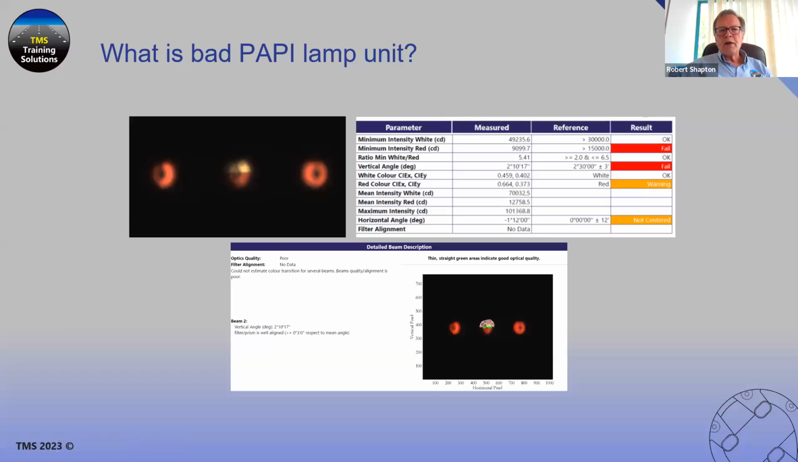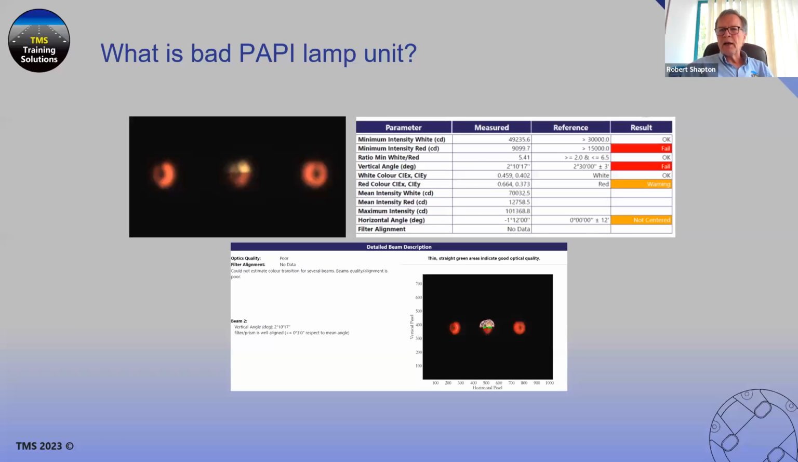This is an example where the PAPI has been set using a clinometer, but the actual PAPI projectors themselves are not projecting a beam at that vertical angle. Very important: when using a clinometer, don't use the box. Use the specific platform provided on the PAPI unit for setting your clinometer.